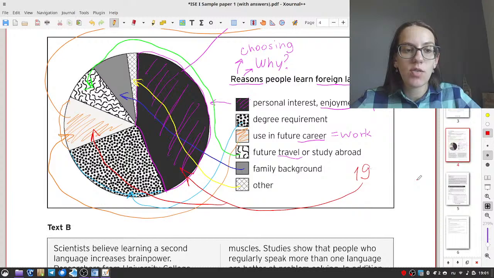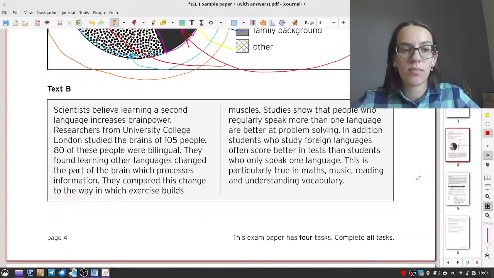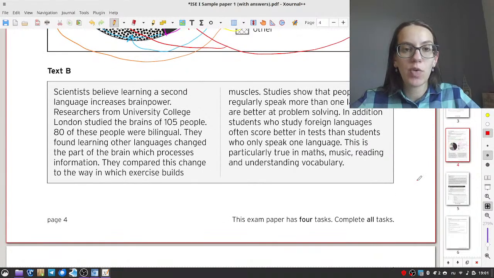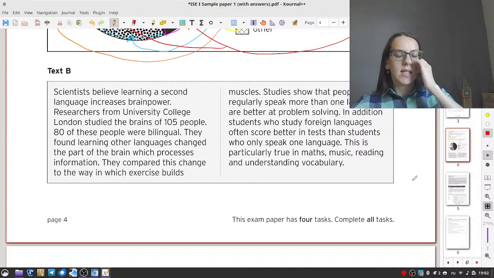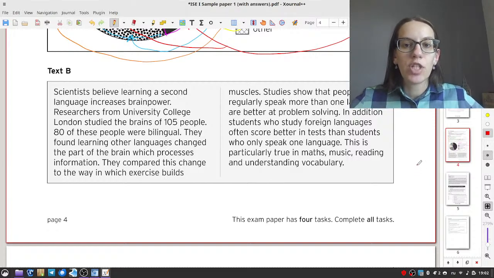So that's it for text A. Now let's look at text B. I hope you had the chance to read it before the start of the stream. If you're watching this as a recording and you haven't done the test yet, then you can pause it and read the text before I do. So now I will read it for you.